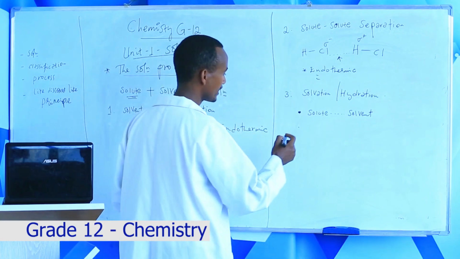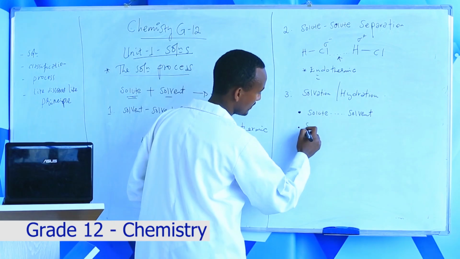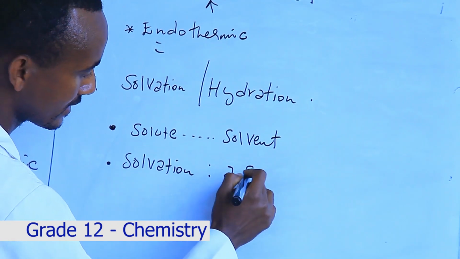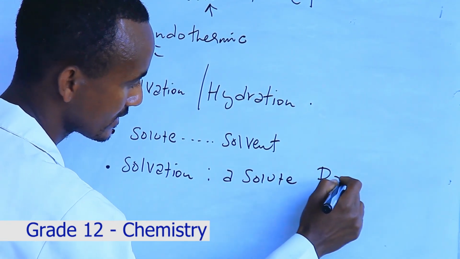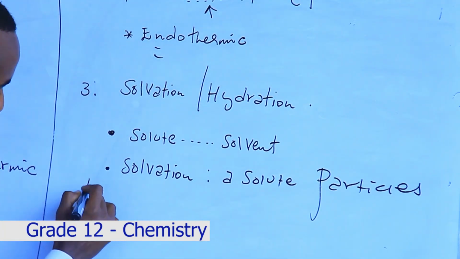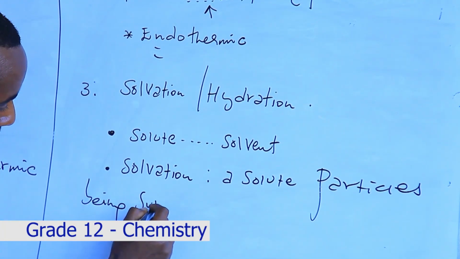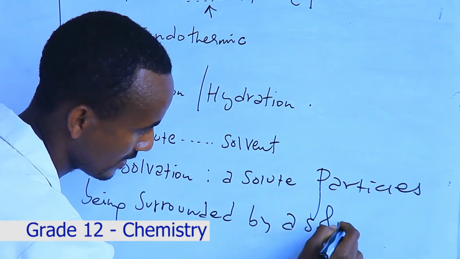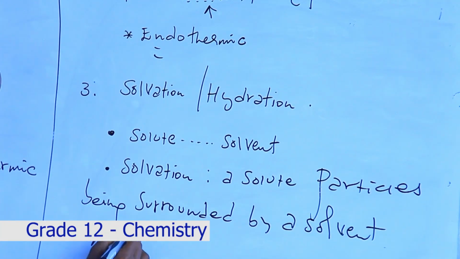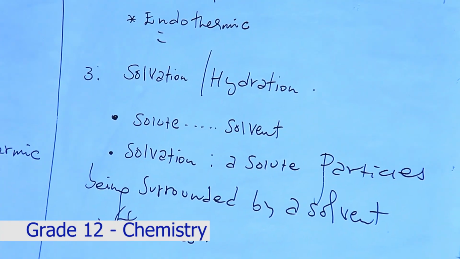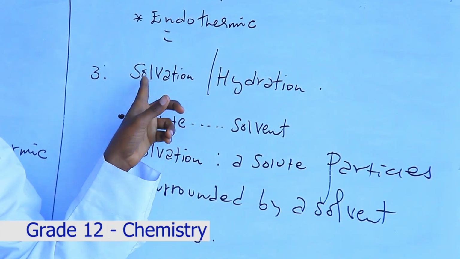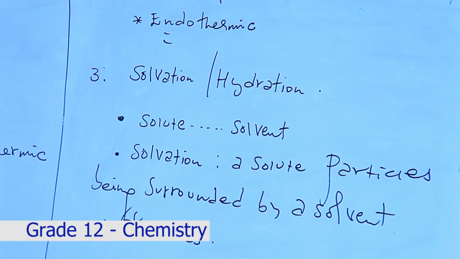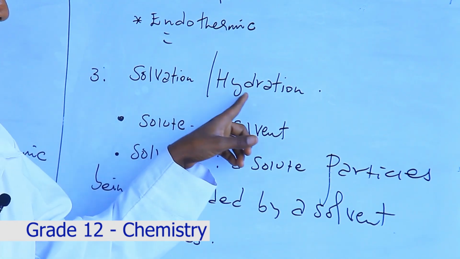Solvation is a process by which solute particles are surrounded by solvent molecules. This is the meaning of solvation. Okay, the term solvation will be called hydration if the solvent is water. Okay, if our solvent is water, the process is known as hydration.